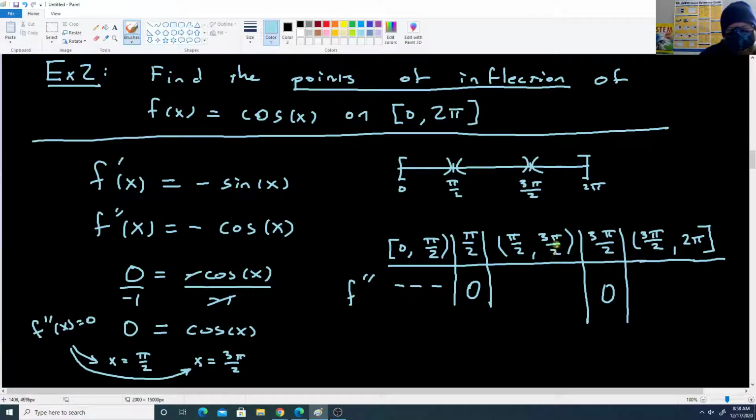Between pi over 2 and 3 pi over 2, pi is in between there. So we say cosine of pi is negative 1, but there's an extra negative out front, so it's negative negative 1, so it's positive. So we're positive at a point from that interval. Since cosine is continuous over that interval, we're positive for all the values there, because we know that the only place we can switch from positive to negative is at a 0.